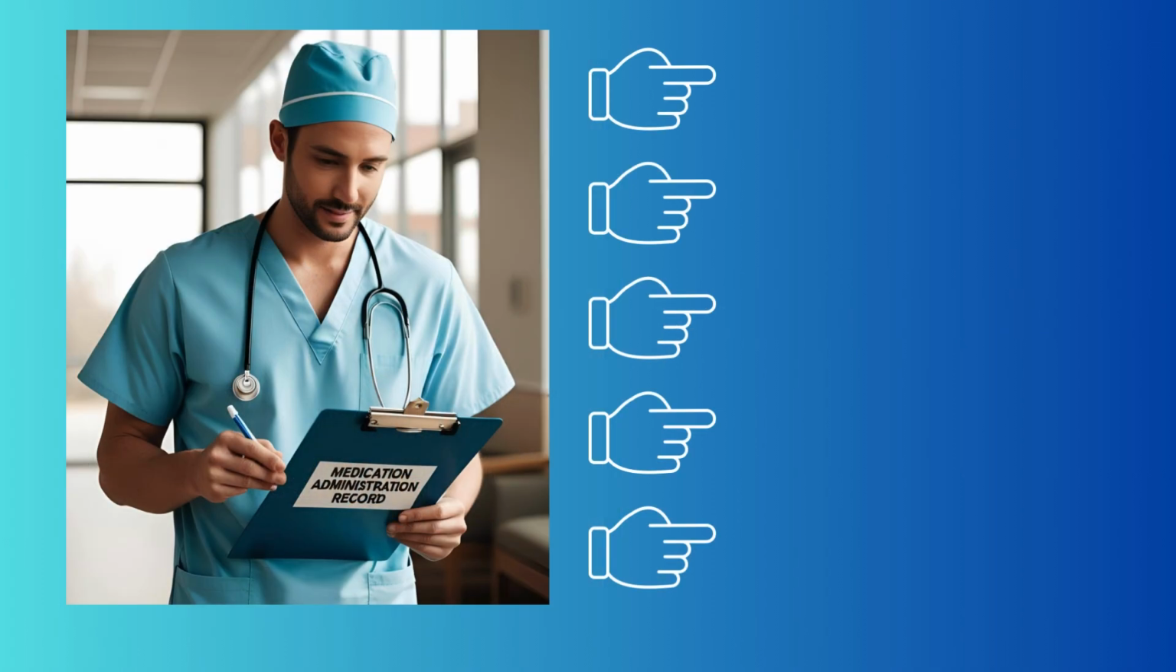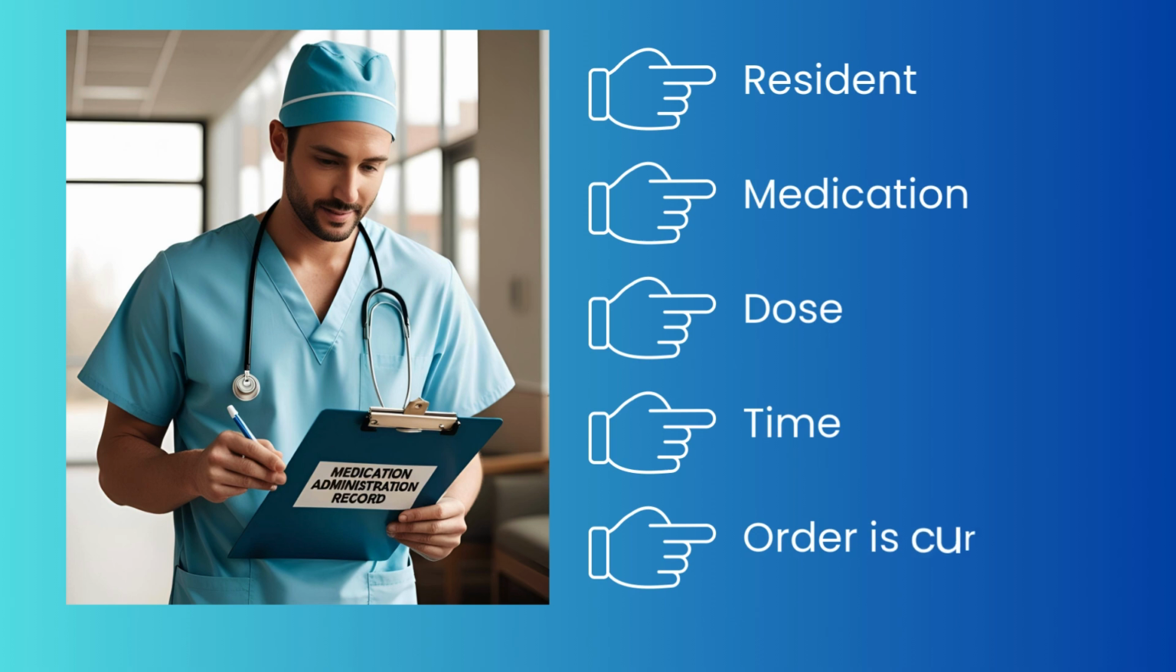Before we begin, we want to check the resident's record to see if the resident has any allergies. We will then collect the medications from the secure storage area. Only remove medications for one resident at a time. Review the medication administration record to verify the correct resident, medication, dose, time, and that the medication order is current.